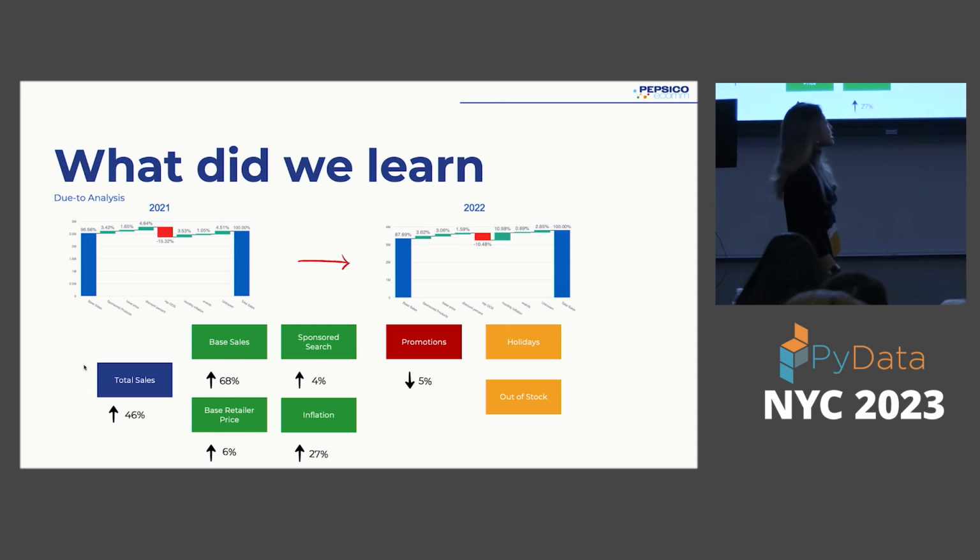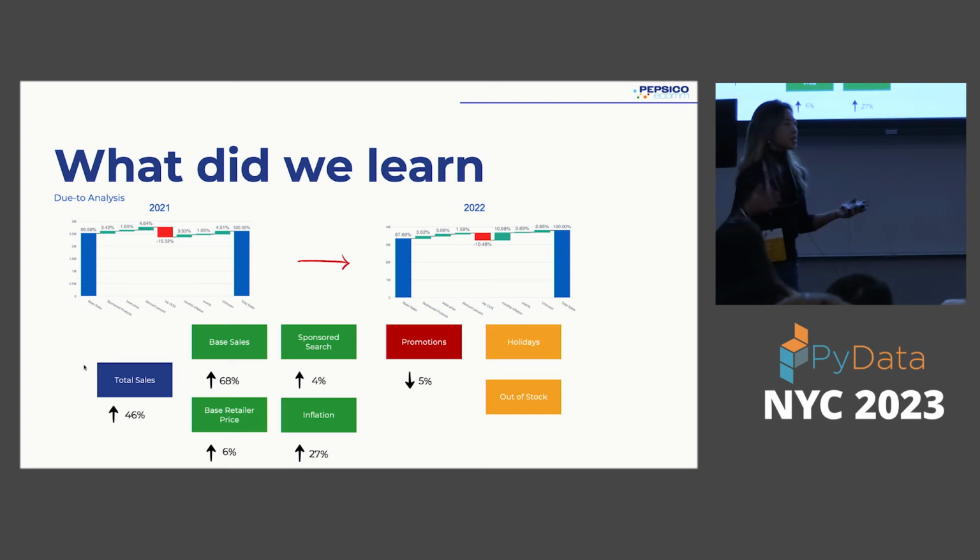And the second analysis we did is called due-to analysis. Businesses usually care about year-to-year comparisons. But with this model, we are able to break down the growth or the decrease by buckets. In this example, we see the total sales grew 46% from 2021 to 2022.